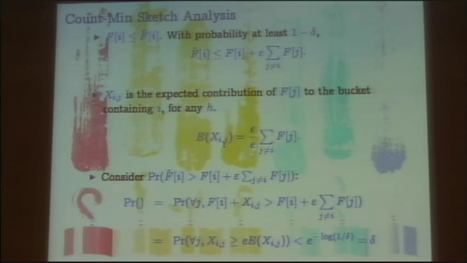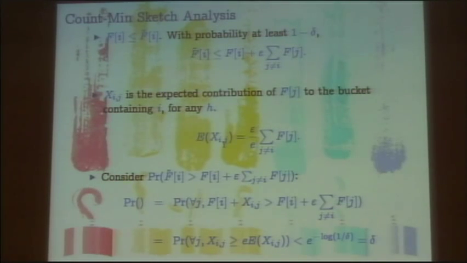And then since we return the minimum value, the only way we could be wrong in our estimate is if each one of the estimates from each one of the hash functions turned out to be above the claim. And then you can multiply all the probabilities, and you have a log 1 over delta exponent term coming in, so you have an overall probability of delta.